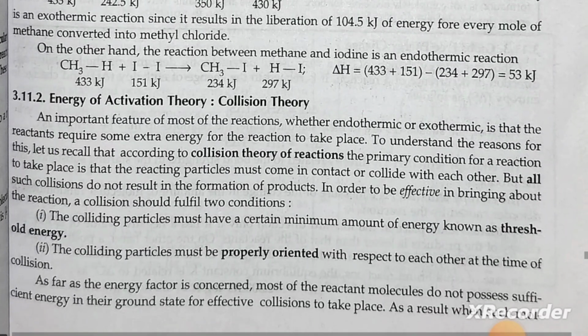On the other hand, the reaction between methane and iodine is an endothermic reaction: CH3-H 433 kJ plus I-I 151 kJ gives rise to CH3-I 234 kJ plus H-I 297 kJ. Delta H is (433 plus 151) minus (234 plus 297), which equals 53 kJ.